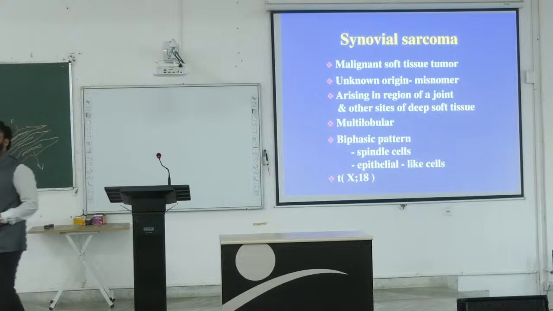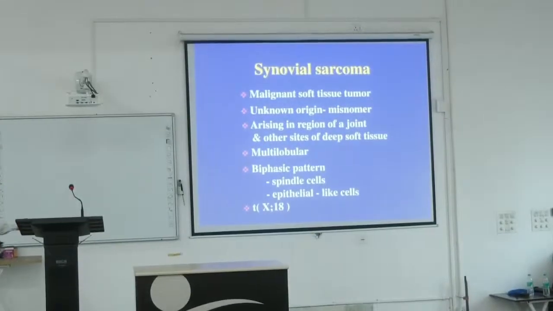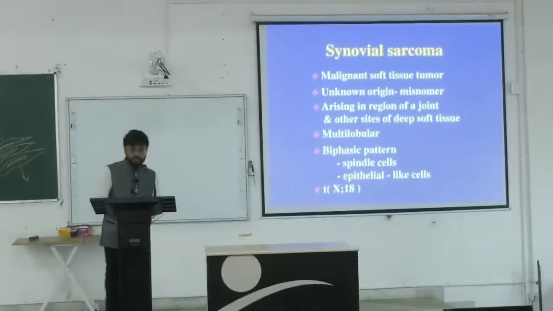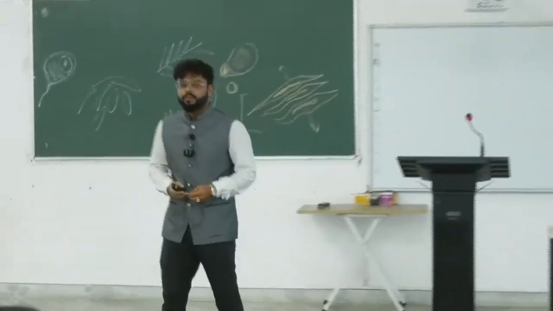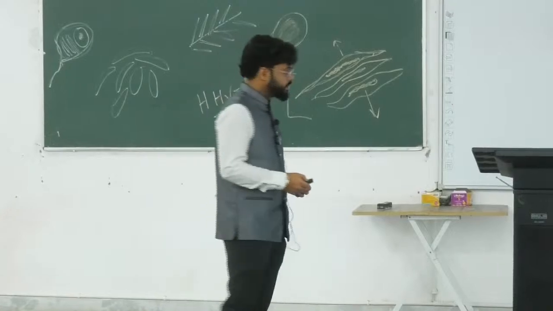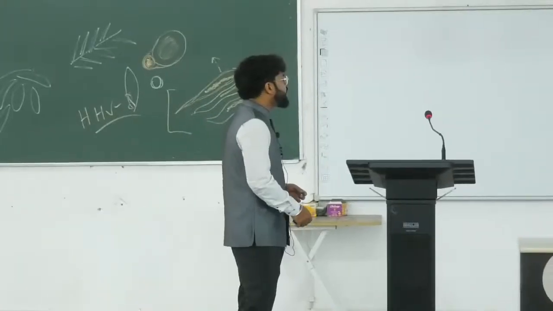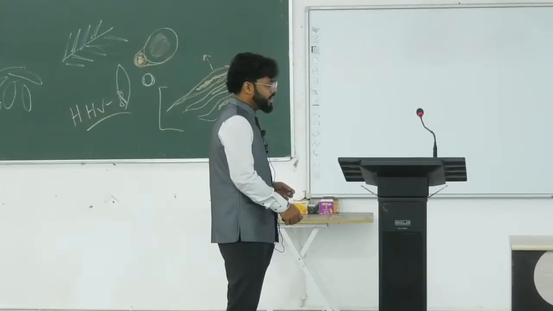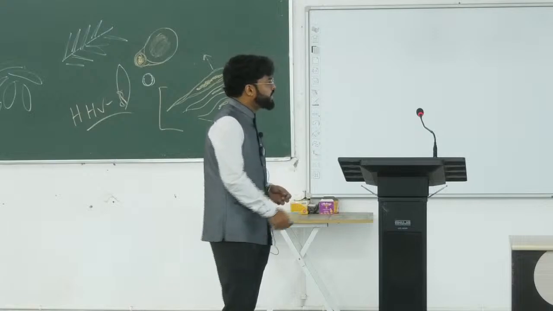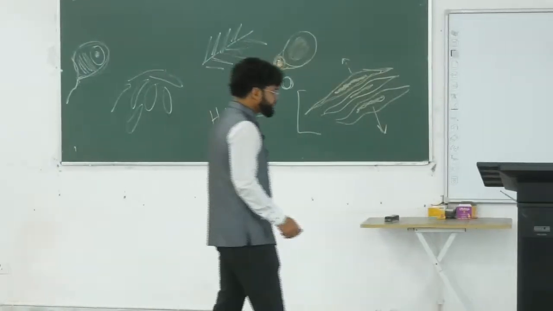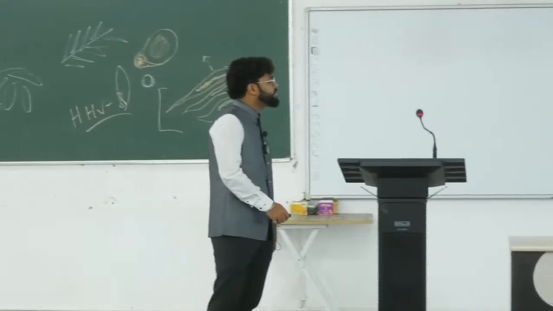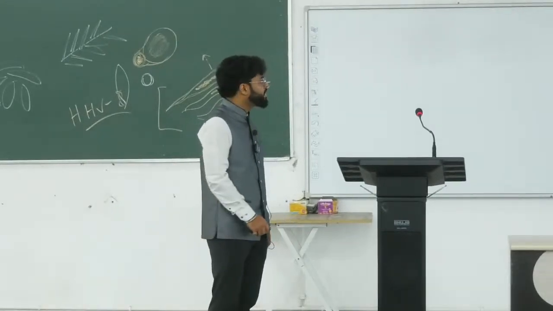And one tumor of unknown origin is known as synovial sarcoma. The name is a misnomer. Why? Because it is not originating from the synovium itself. We don't know the origin. It has a typical translocation, X;18, and it has a biphasic pattern because both spindle cells and epithelial cells are present.